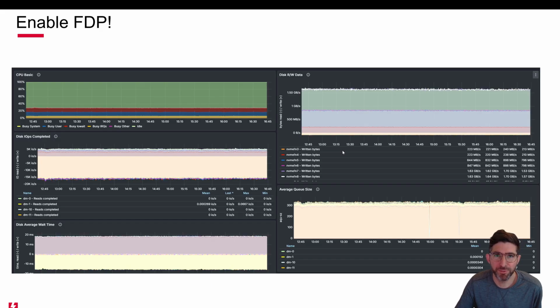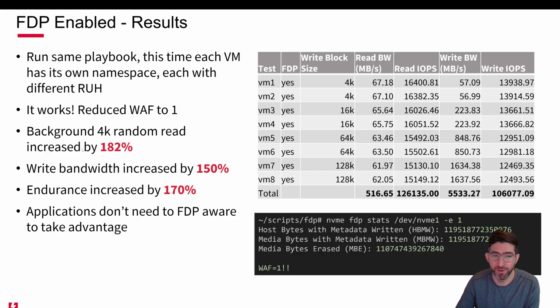So we enabled FDP and ran the scripts again, and this is my Grafana dashboard. I know you won't be able to see much here, but the red is the I/O wait. This is the CPU utilization, disk IOPS, and queue size. But you can see the workloads with the larger block sizes, the 128K, were writing at a peak of 1.7 gigabytes a second. So we already know it's going to be faster than the one before, and it indeed is. With FDP, we run the exact same playbook, and it works. The WAF went from 1.7 down to 1.